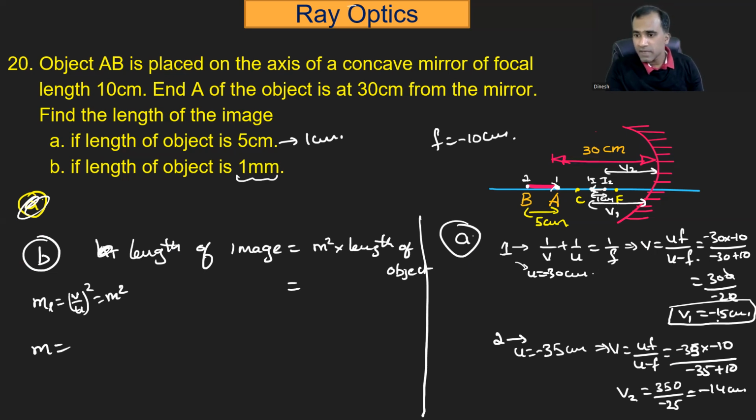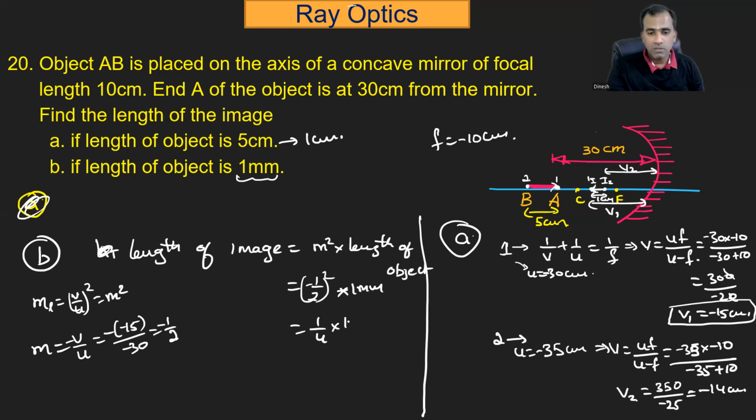So what is the magnification? v is minus 15 and u here is minus 30, right? So m is minus v by u, minus 15 divided by minus 30. So it is 1 by 2, and m square is 1 by 2 whole square into length of the object, which is 1 mm. That is 1 by 4 times 1 mm, which is 0.25 mm. Is it okay?